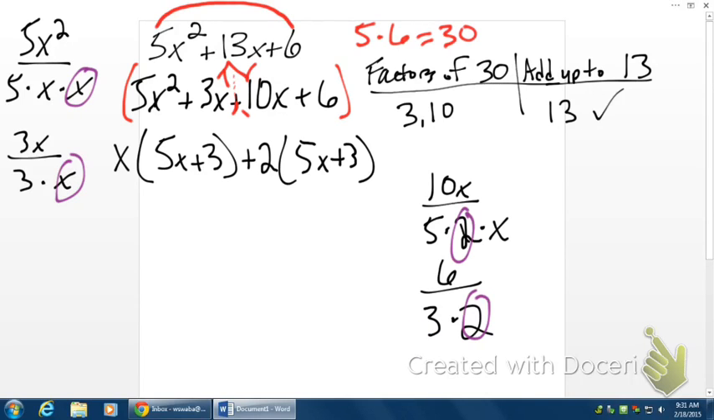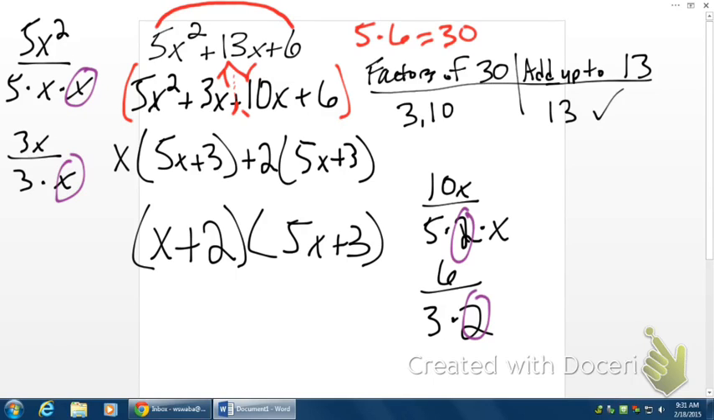Okay, notice, what do we have here? Ding, ding, ding. Well, we have an x plus 2. I'm going to group that together because that's outside of the parentheses. And then because I have 2 of those 5x plus 3's, I'm just going to write down 1. And you're done.